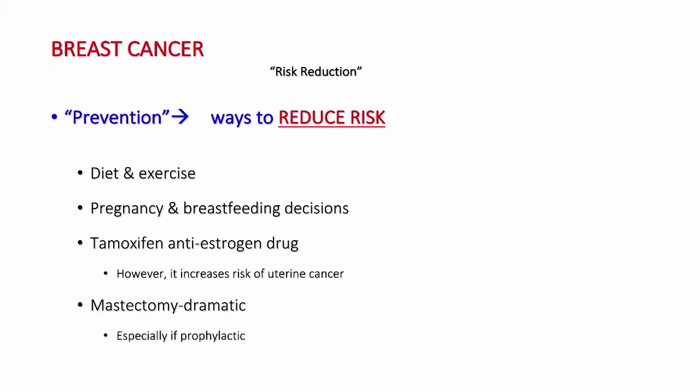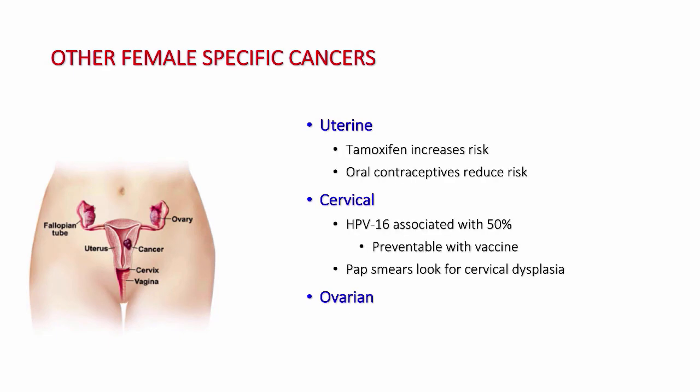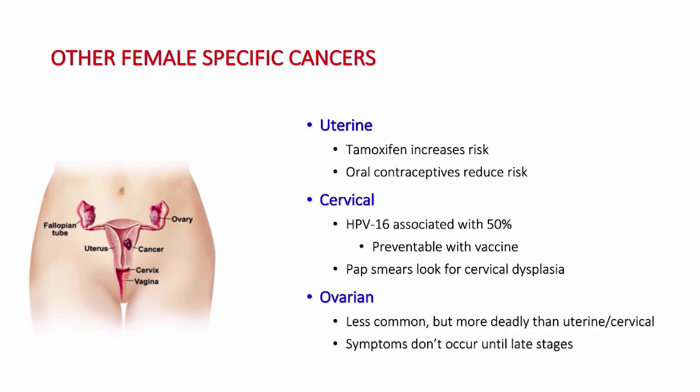And the mastectomy is the most drastic action that can be taken by a woman, especially if it's prophylactic, done to prevent breast cancer. These are decisions that women who find out that they have the BRCA mutation often make. Other female-specific cancers include uterine cancer, cervical cancer, this is, again, where I tell you, please get the vaccine, and ovarian cancer.